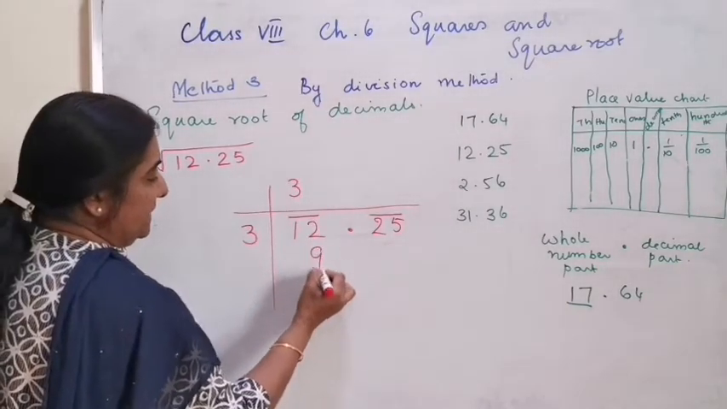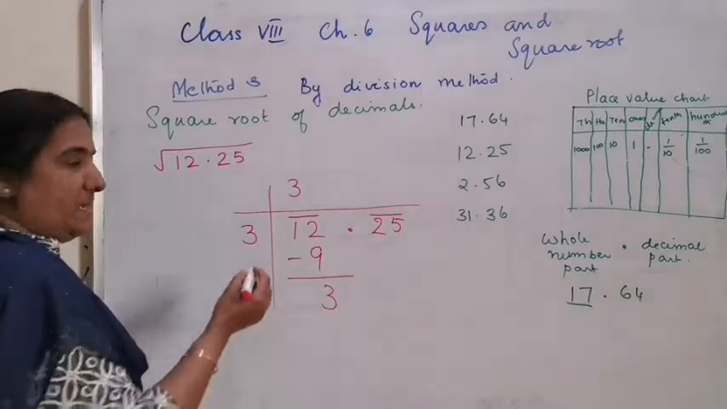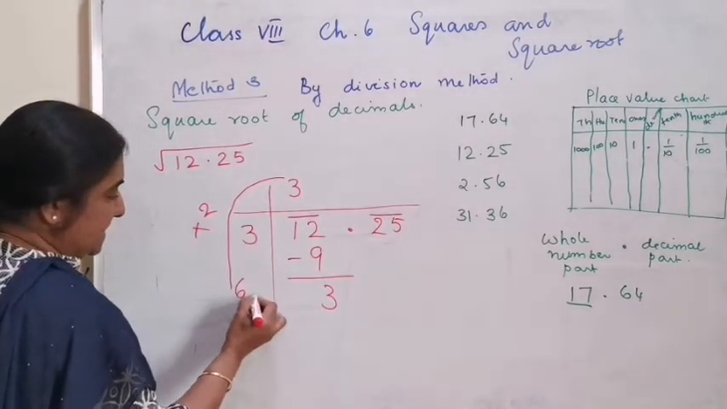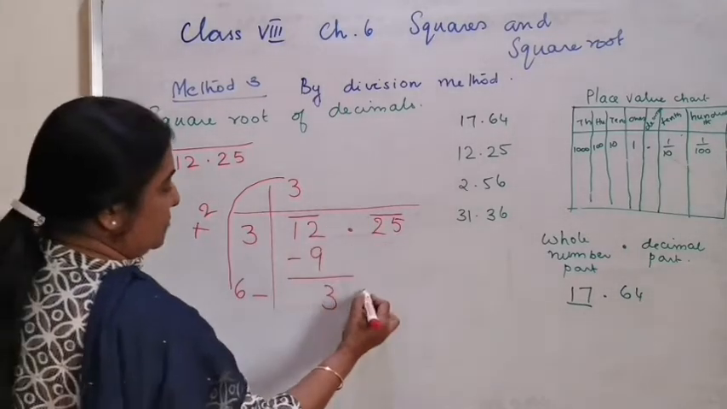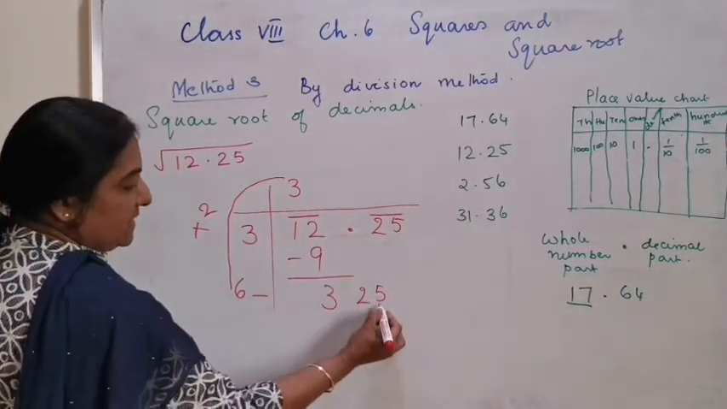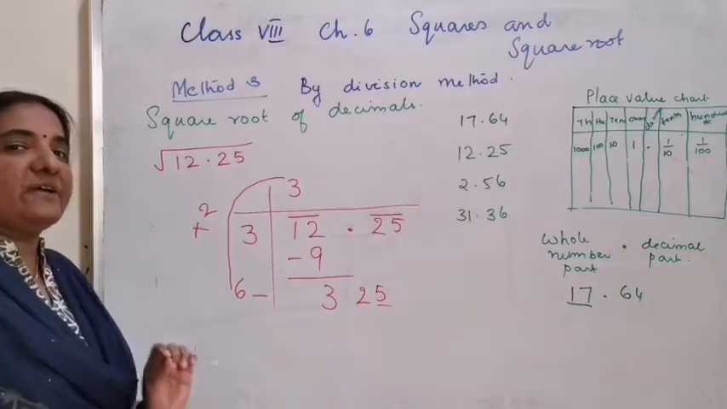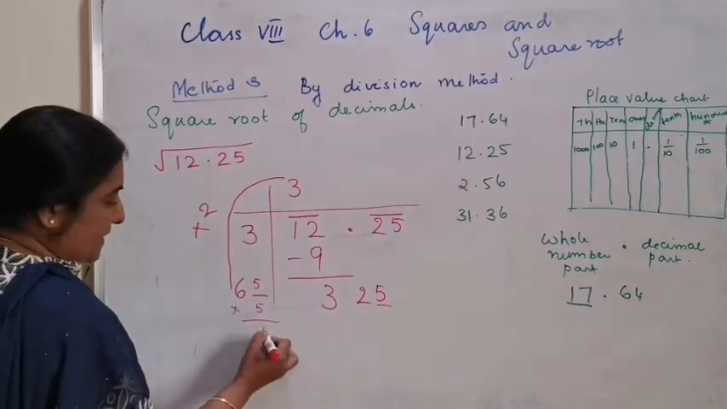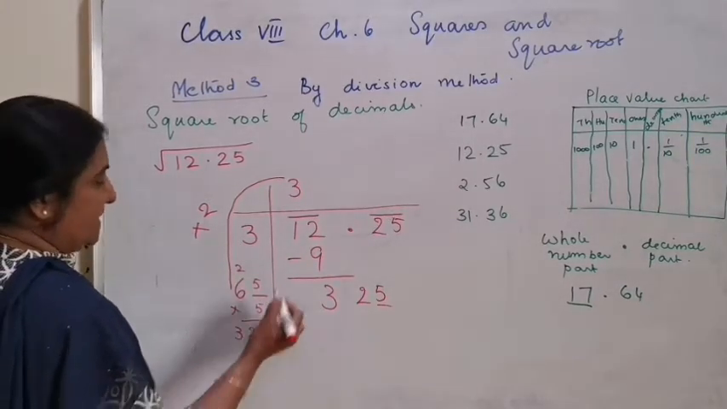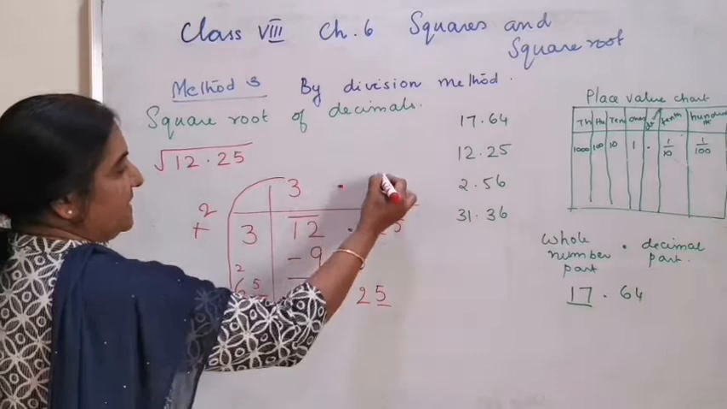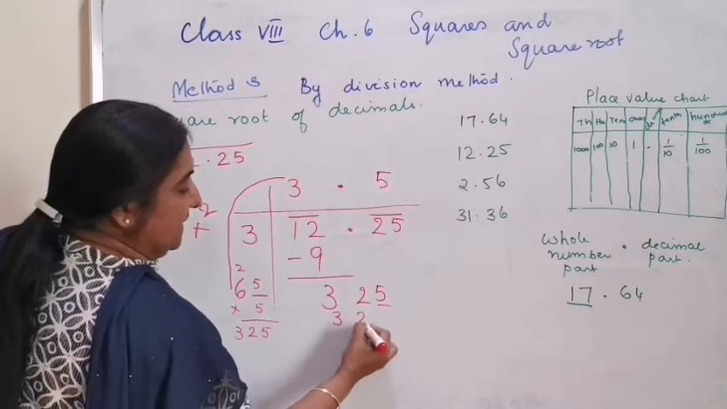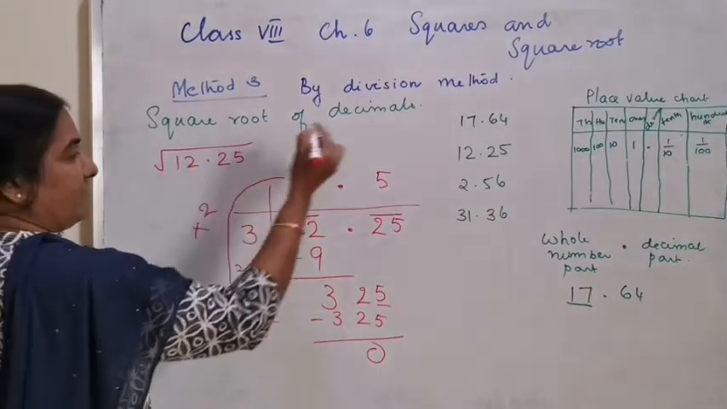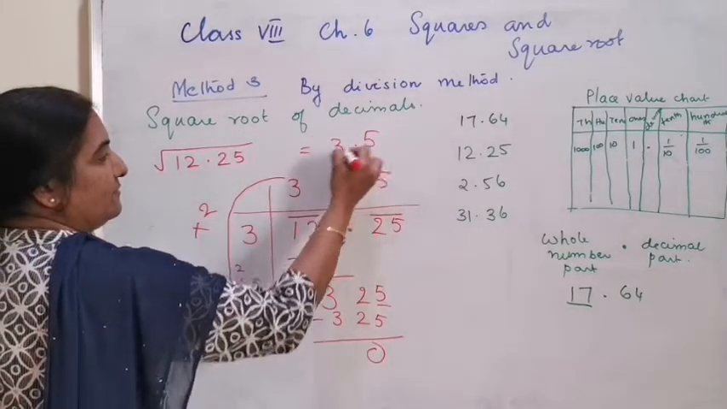3 3s are 9. Subtraction answer is 3. Double of 3 into 2 is 6. And 25, 325. The chance of getting 5 is 5 5s are 25. So 5, 25, 6 5s are 30, 325. You can place the decimal. Don't forget to place the decimal. Therefore, the square root of 12.25 is 3.5.